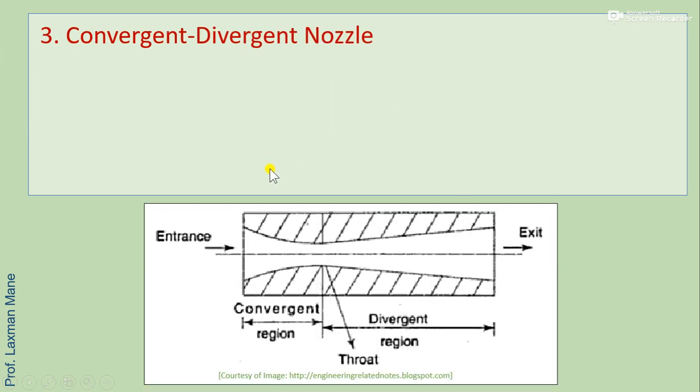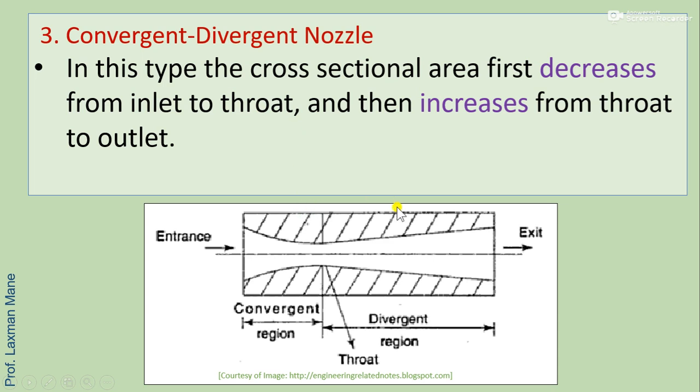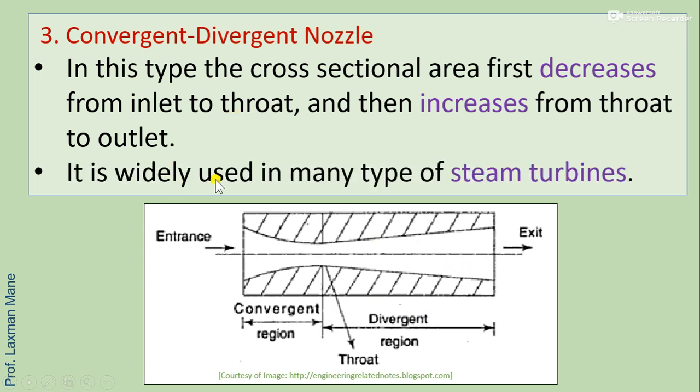Convergent divergent nozzle. In this type, the cross-sectional area first decreases from inlet to throat and then increases from throat to outlet. So here we see the first part of the nozzle where the area from inlet to throat is decreasing, and from throat to outlet it is increasing. So this first part is the convergent region and the second part is the divergent region. This type of nozzle is widely used in many types of steam turbines.